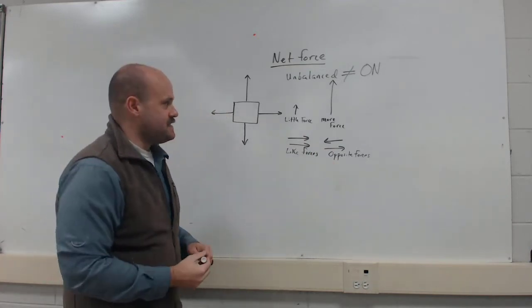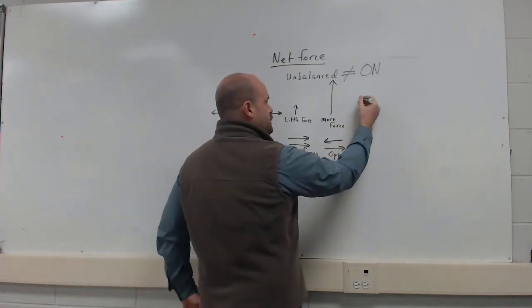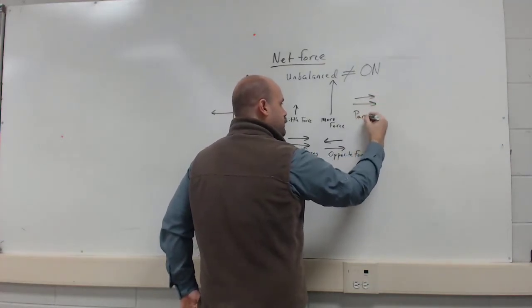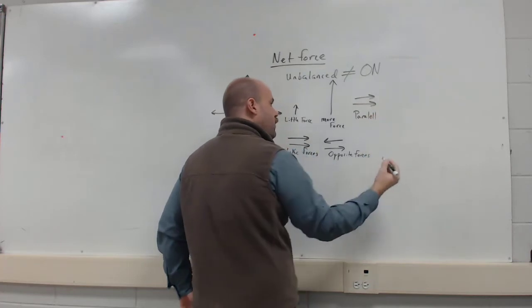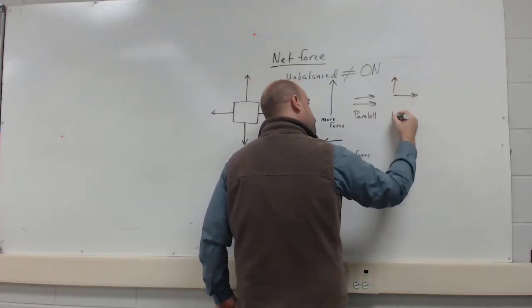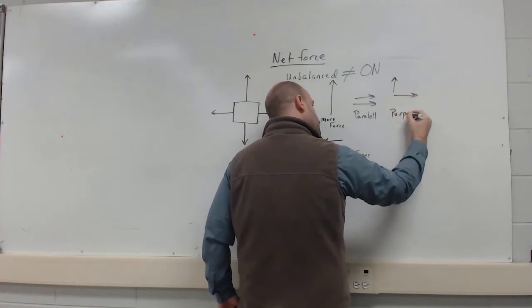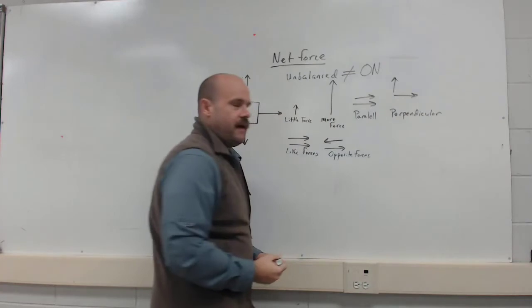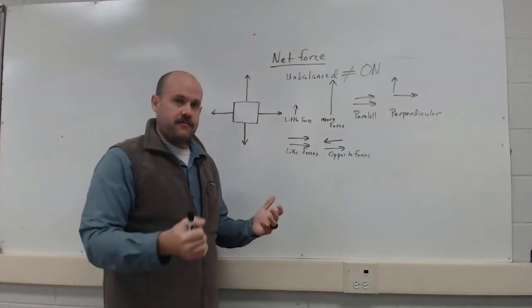So first we're looking at the size of the arrow, whether the arrows are pointing the same direction or opposite directions. Now our last distinction is the arrows can also be parallel or they can be perpendicular to each other. Parallel forces are going to interact.